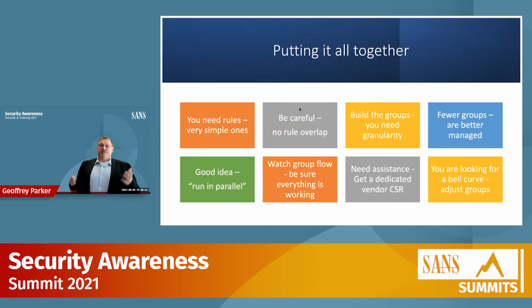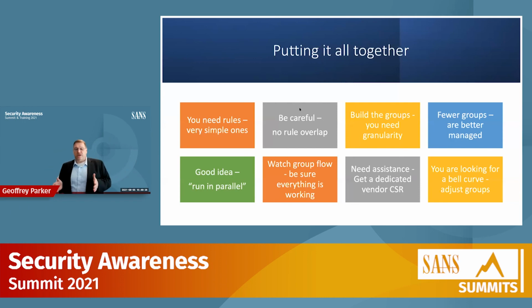How do we put it all together? To put it all together, we need these 8 building blocks. This is the foundation of tiered automated phishing as we implemented it. You need rules, very simple ones, as you saw. You got to be careful, no rule overlap. Build the groups. You need the granularity, but don't get group happy, meaning don't build too many. Use them suitable for your organization. If you're a big multinational organization, you may have a lot more tiers than someone with one large geographic location and maybe 7,500, 8,000 users. Fewer groups are better managed for sure.